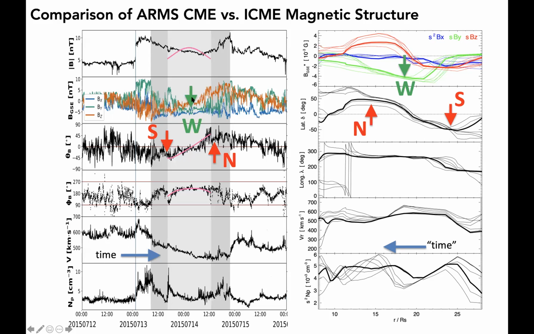And so comparing that structure to the observed ICME at 1 AU, here's south, here's west, here's north, here's south, here's west, here's north. So, okay, skipping the entire heliospheric evolution, our simulation does in fact give you the same kind of rotation that we see at 1 AU.